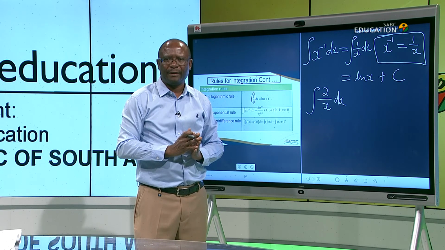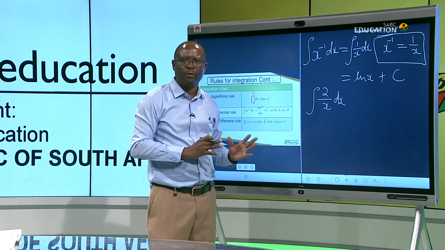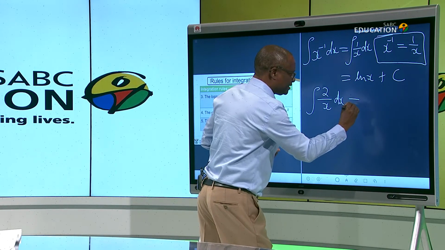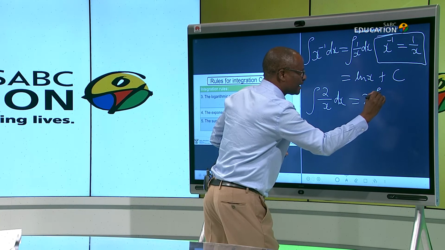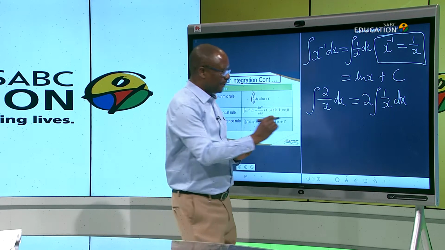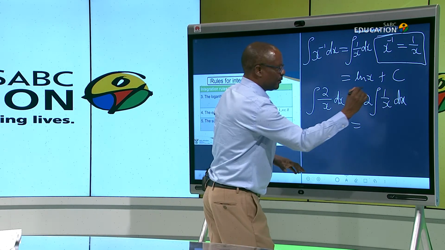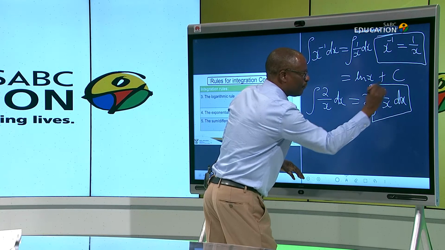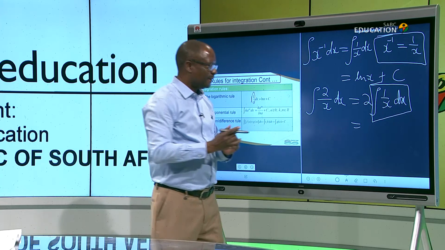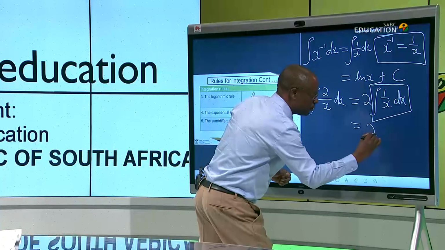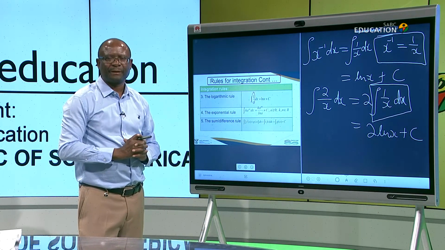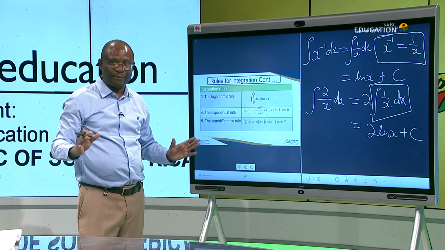Is the fractional form. Can I apply the power rule directly here? No. But then I can take the constant out here. Then this can be changed as 2 integral of 1 over x dx. Then we know that the integral of 1 over x dx is equal to ln of x. Then now this will be equal to 2 ln x plus c. There we go. Straightforward, right? Yes.